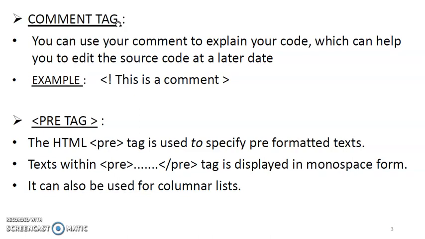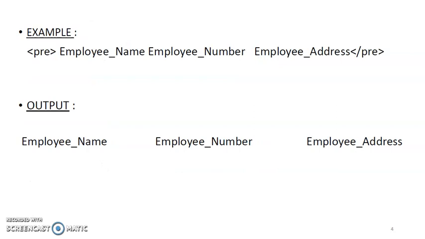You can see the example of pre-format tag. See, in the example, I have mentioned employee name, employee number and employee address in between the pre tag. And you can see the output. The employee name, employee number and employee address are displayed in columnar form. Okay, this is the example of pre-format tag.